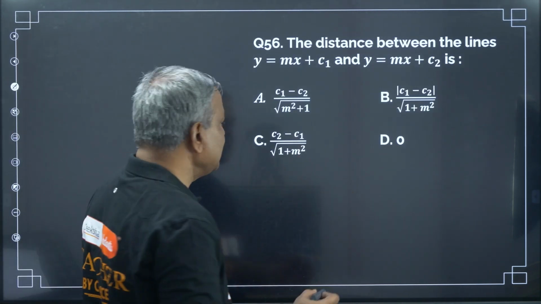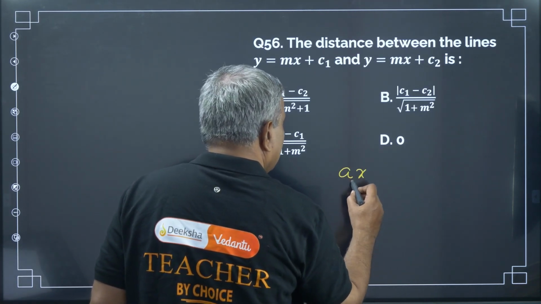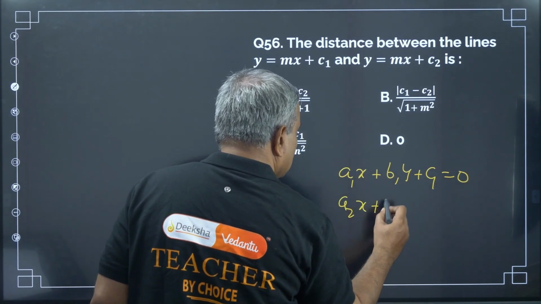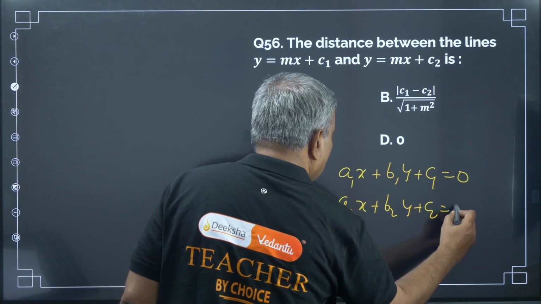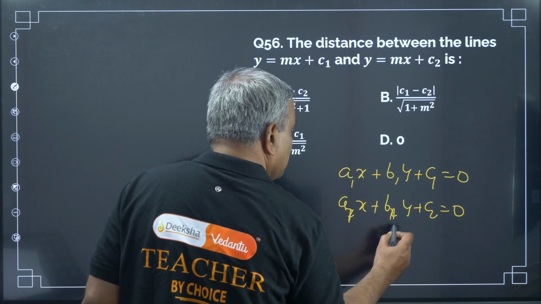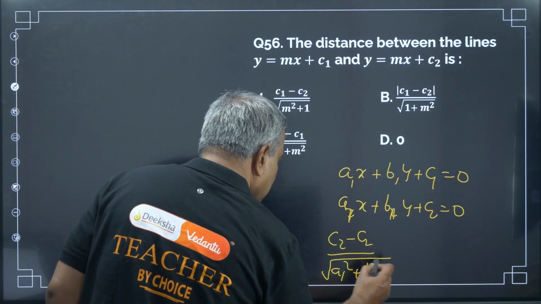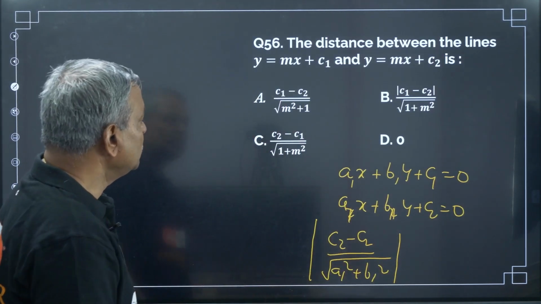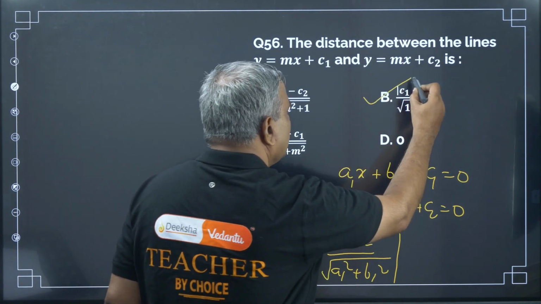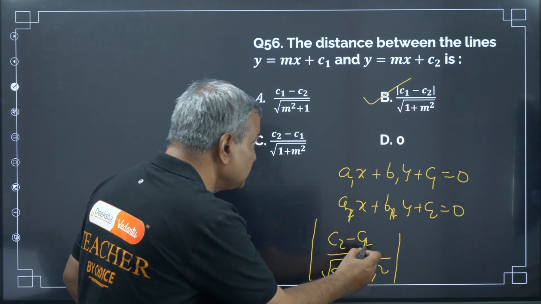56. Distance between two parallel lines. Simple formula. Modulus of C2 minus C1. So what is the formula actually? A1x plus B1y plus C1 is equal to 0, A2x plus B2y plus C2 is equal to 0. Okay, two lines are there. If they are parallel, the distance is modulus of C2 minus C1 by under root of A1 square plus B1 square, which is C2 minus C1 by root 1 plus m square. So option B is correct.